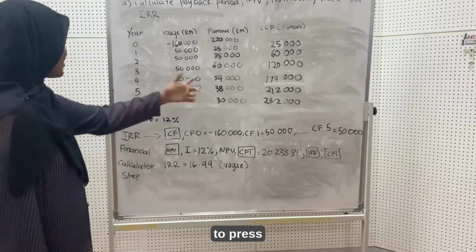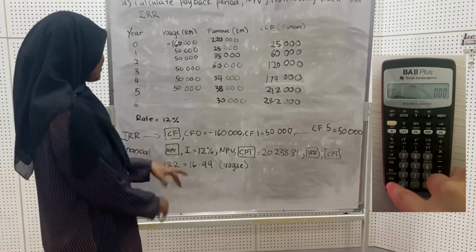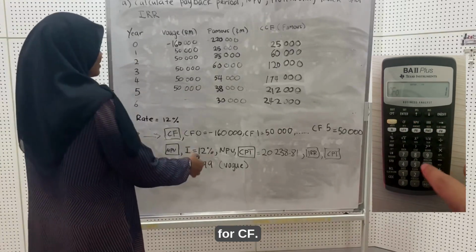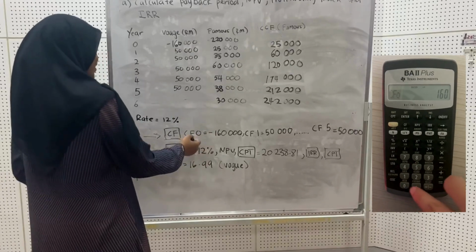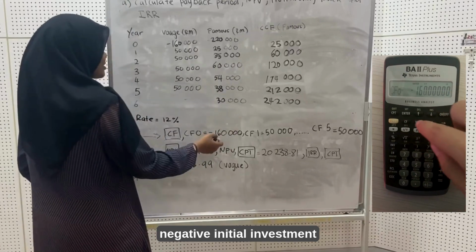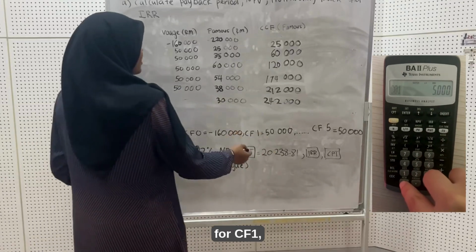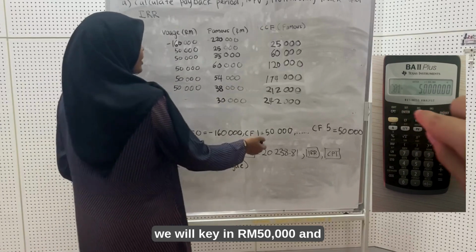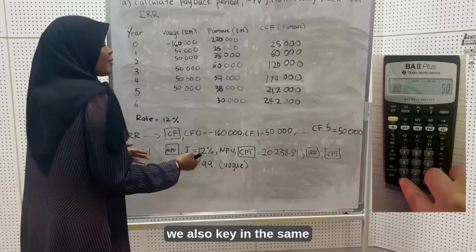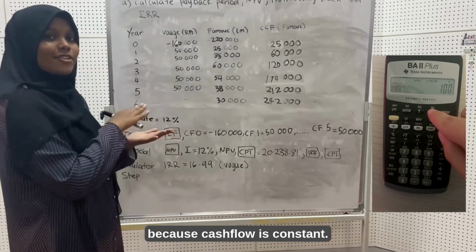The first step will be to press the CF button to key in the data for the CF. For CF0, we will key in the initial investment, that is negative 160000, and for cash flow 1, we will key in 50,000, and so on until CF5. We also key in the same because the cash flow is constant.